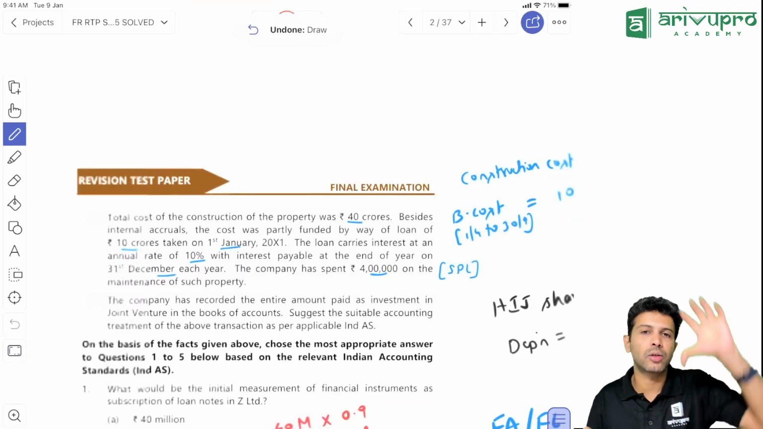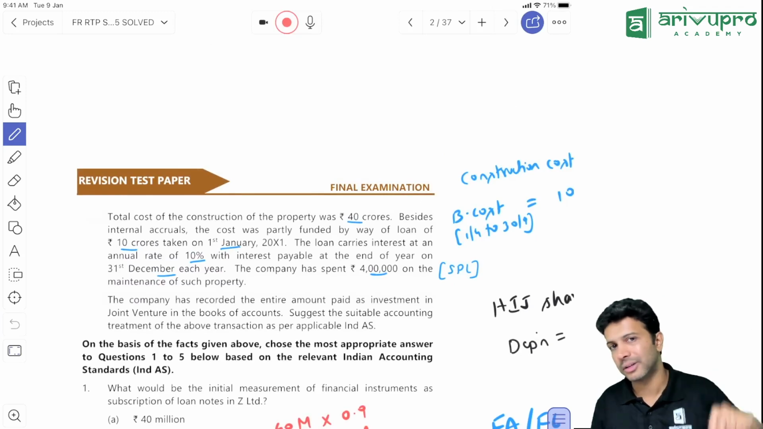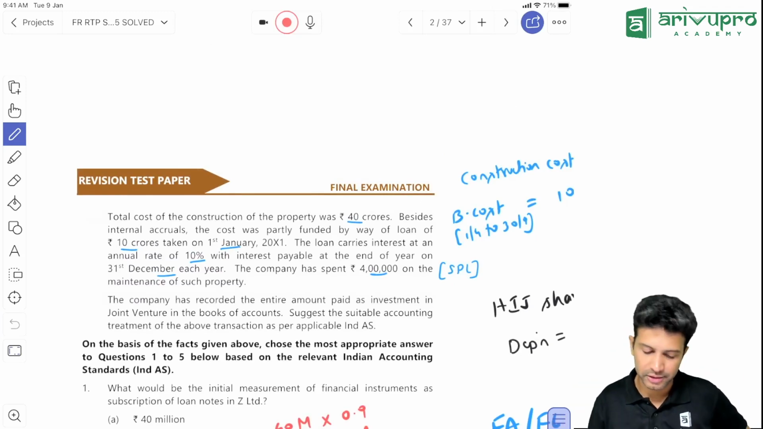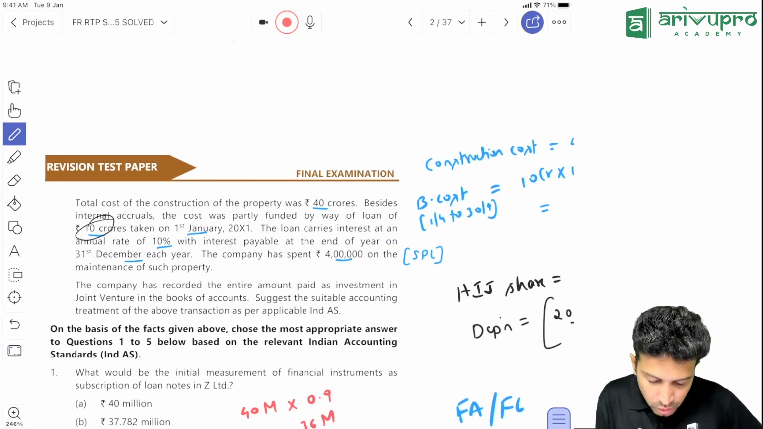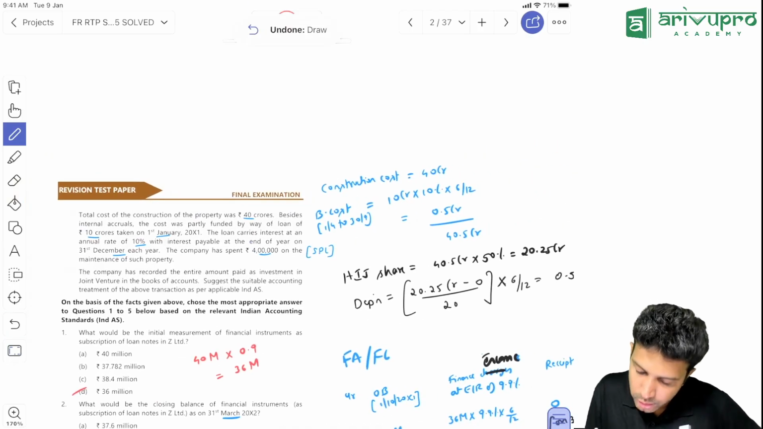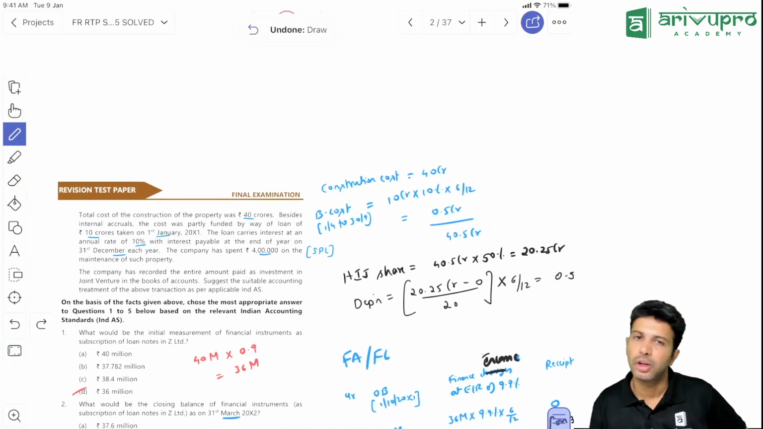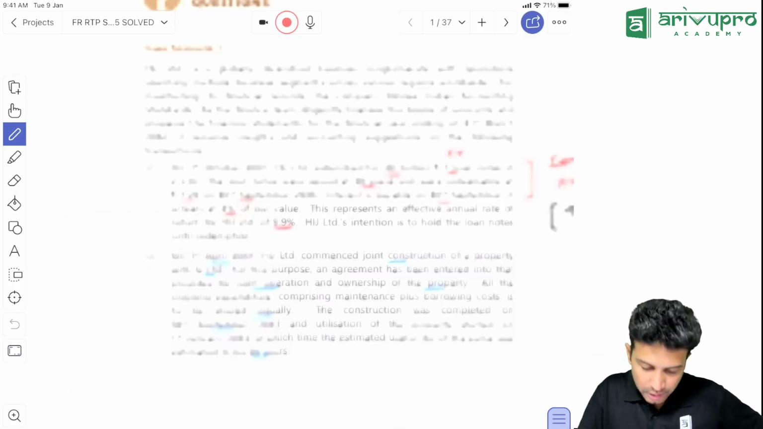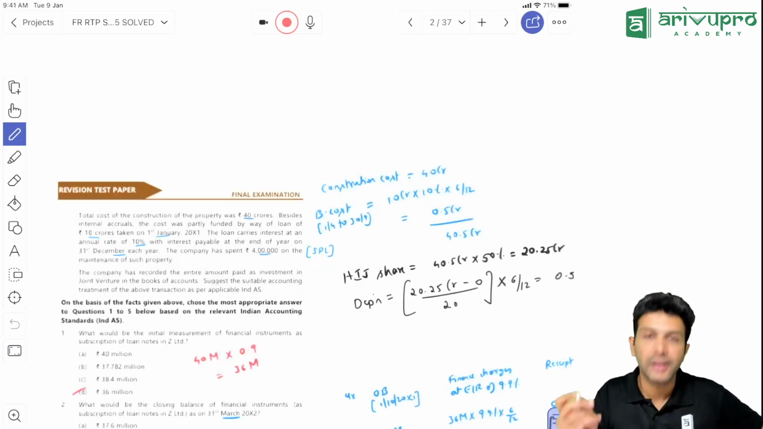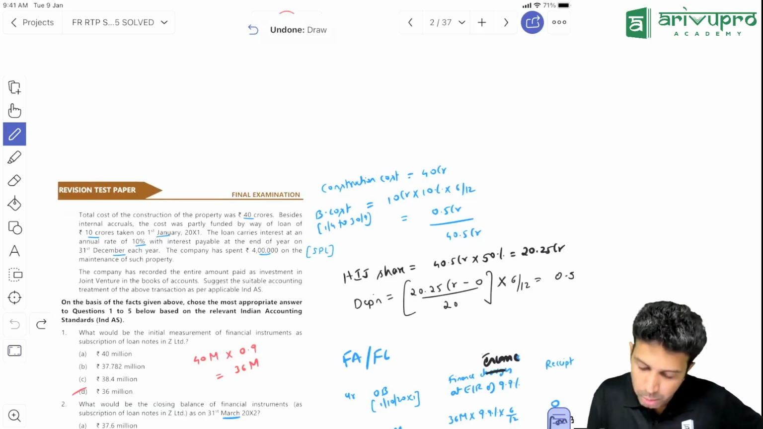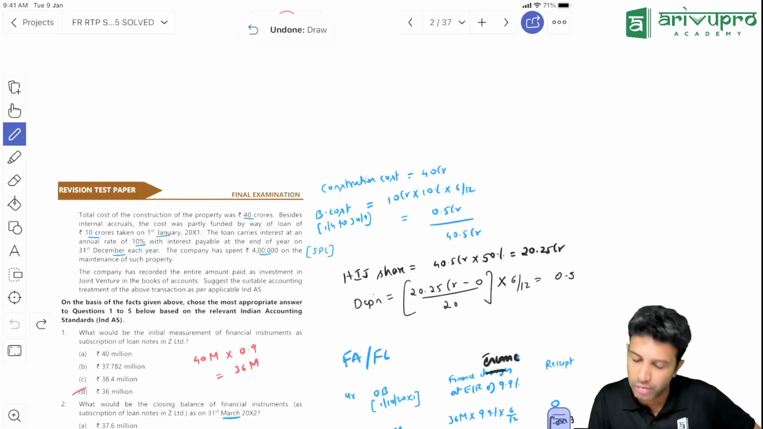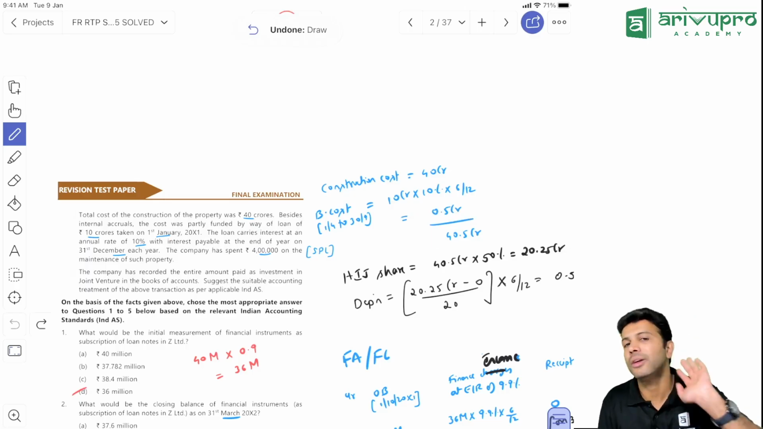So in the current year, only for April, May, June, July, August, September, 6 months of borrowing cost you can capitalize. How much is that? 10% of 10 crore into 6 by 12, you will get 0.5 crore. So what is the total cost of this particular property? Construction cost is 40 crore, borrowing cost capitalized is 0.5 crore. So the net will become 40.5 crore.